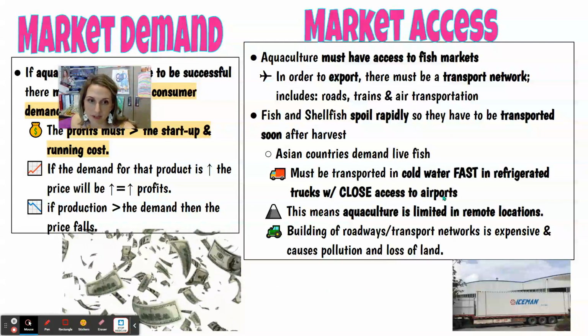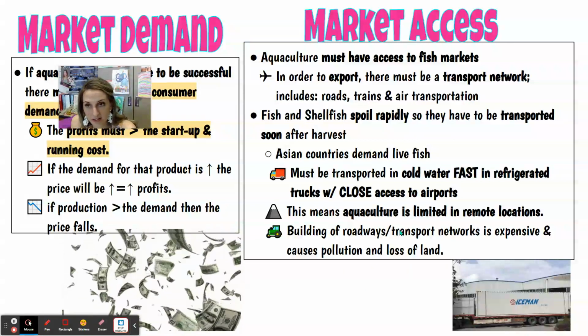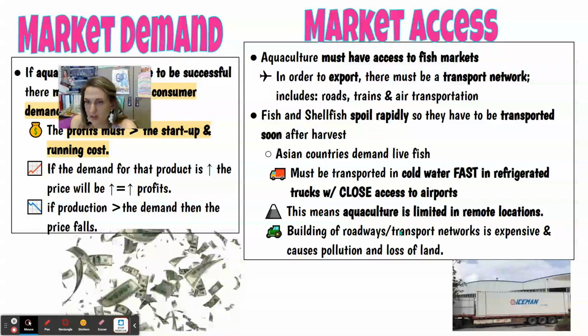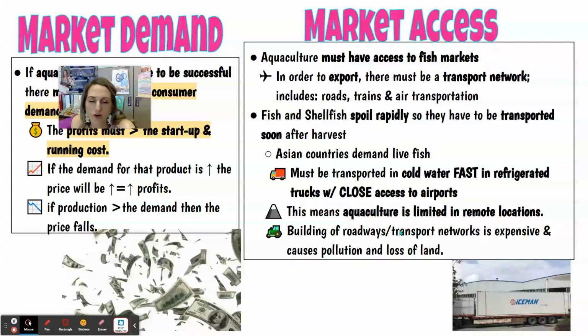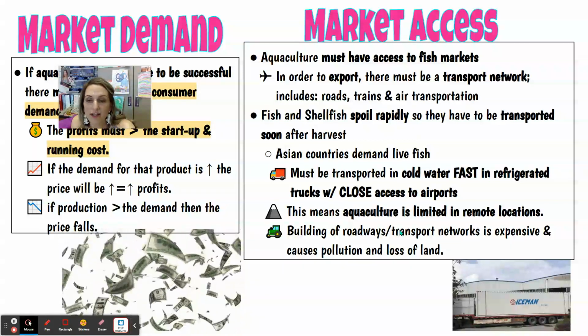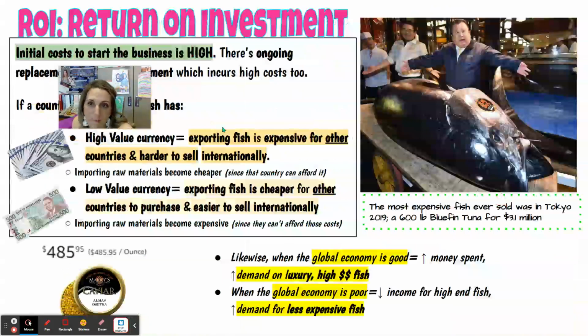So aquaculture is very limited in more remote locations. If they want to then expand and they still want to go with the business plan, then you need to build roadways, transportation networks that will cause loss of land. It's a lot of money, and it's going to cause some pollution, of course.